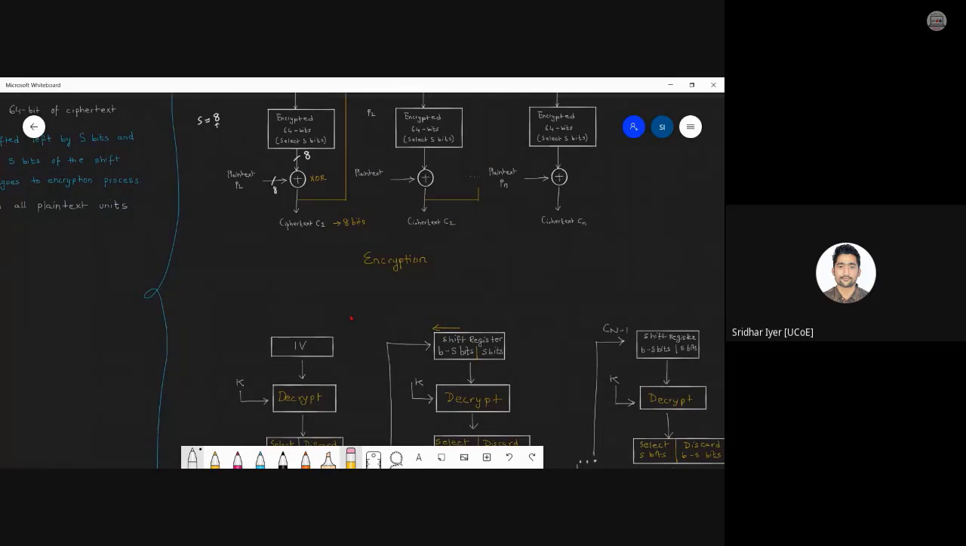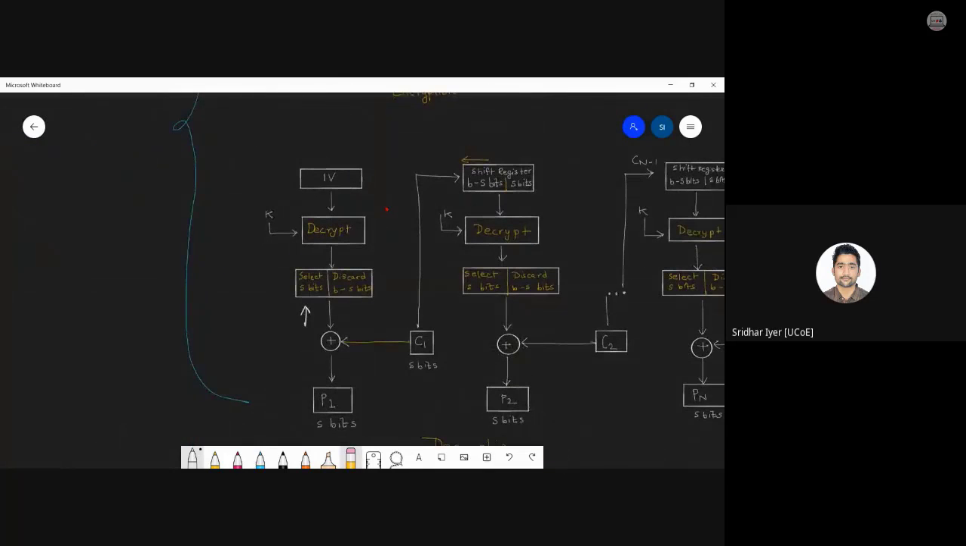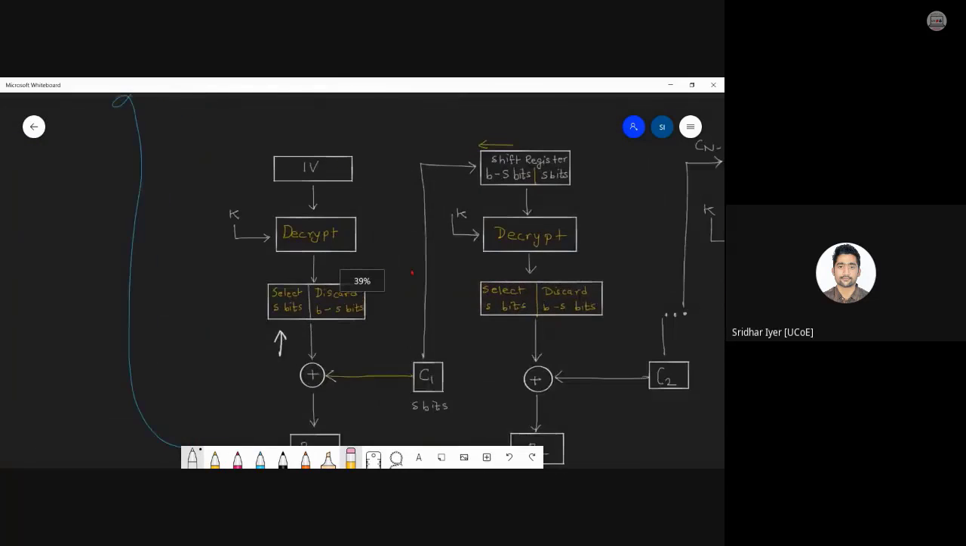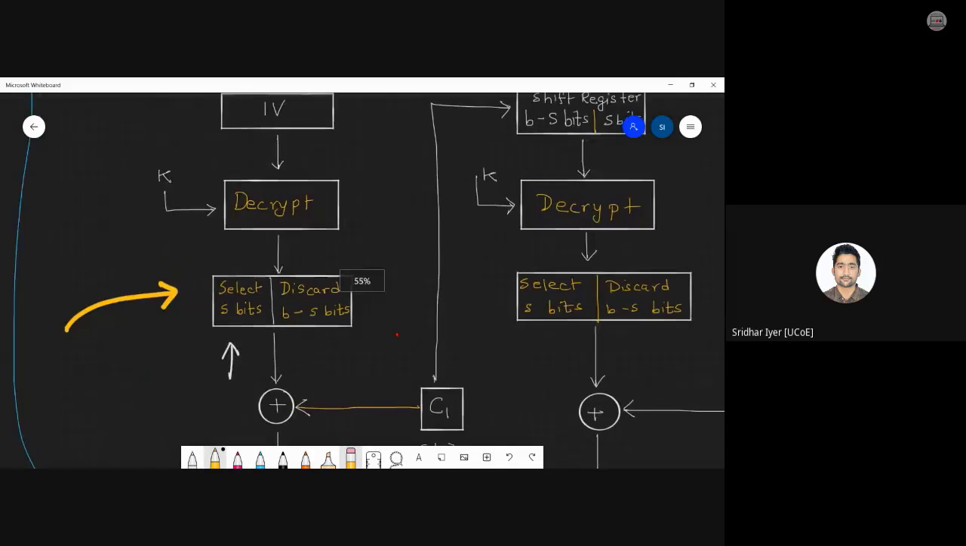We are going to start with the IV. We need to encrypt it because this time we are using the same key. Now here, I guess this is where you might have faced issues or confusion. It is very simple. Don't look into it from the discarding purpose. From the discarding point of view, it is very simple. You can simply focus on this part, that is, select S bits.